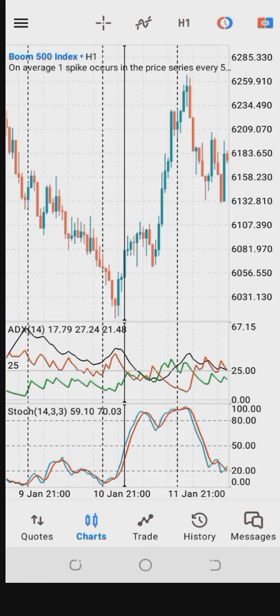So that's it, guys. I just want you to backtest this, try it out on your demo accounts and also on your real accounts. But remember, strict money management.